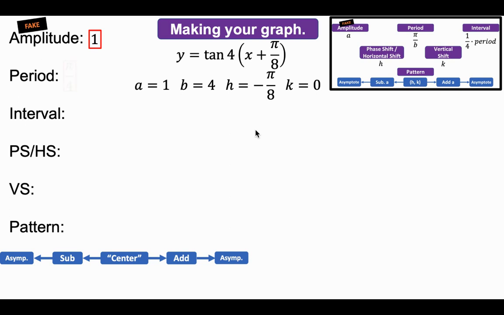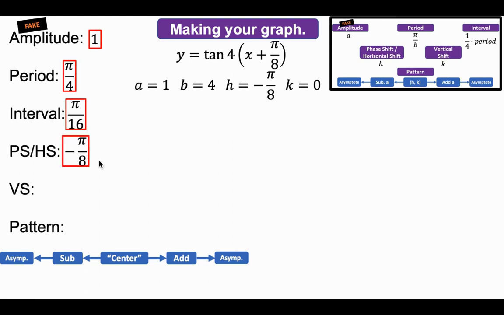That's why I'm here. Pi over b, b is 4, so pi over 4 does not simplify. Interval goes 1/4 of your period. 1 times pi is just pi. 4 times 4 is 16. So pi over 16 is what we're going to count by. That's going to be 1 pi over 16, 2 pi over 16, 3 pi over 16, all that stuff.